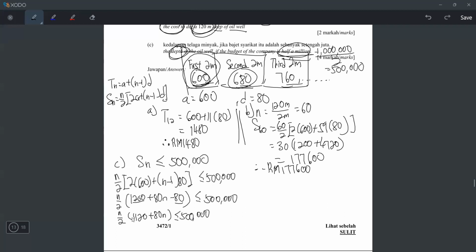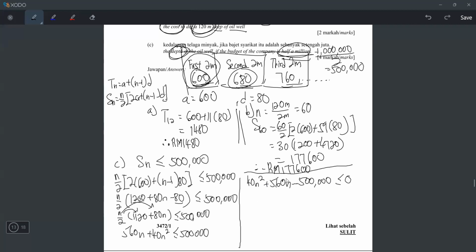So now I will take this n over 2 times and expand it. 1120 times n divide 2. What is 1120 divide 2? 560. So you end up with 560n. And then what is n over 2 times 80? 80n times n is 80n squared. Divide 2 is 40n squared. And then less than or equal to 500,000. So now you end up with a quadratic. 40n squared, I will write at the front, plus 560n. And then the 500k will move to the other side, become minus 500,000, less than or equal to 0.